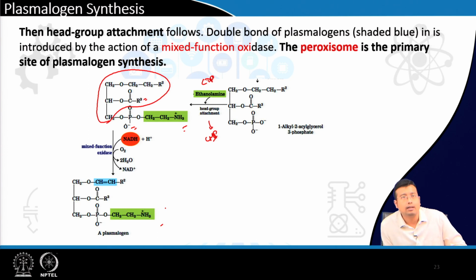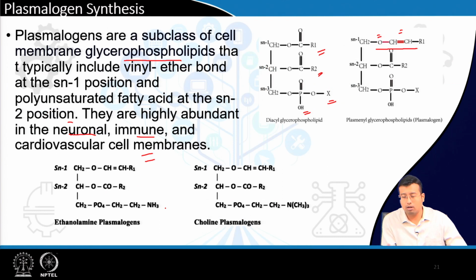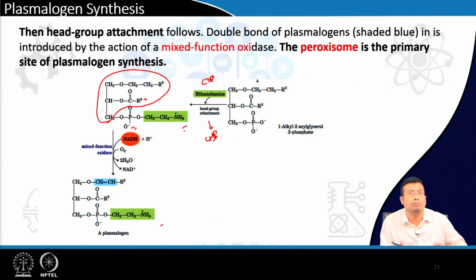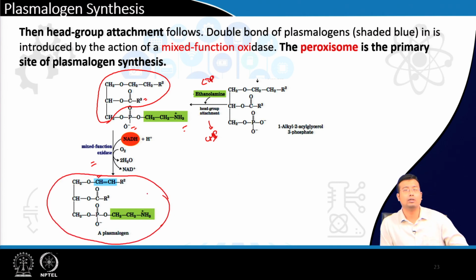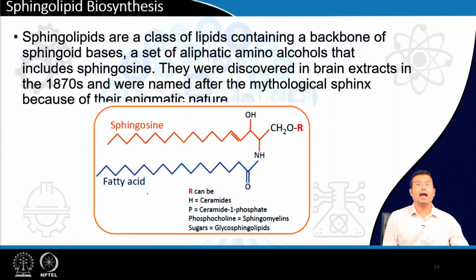We are not there yet. What we need to do? We need to replace the saturated alcohol with an unsaturation. We need to induce double bonds. Who induces these double bonds? They are done by mixed function oxidase enzyme. So, one NADH is utilized, one oxygen molecule is incorporated, 2 molecules of water are lost, NAD is generated, and there is an unsaturation. So, this is the final structure of plasmalogen. Okay. And lastly, we are left with sphingolipids.